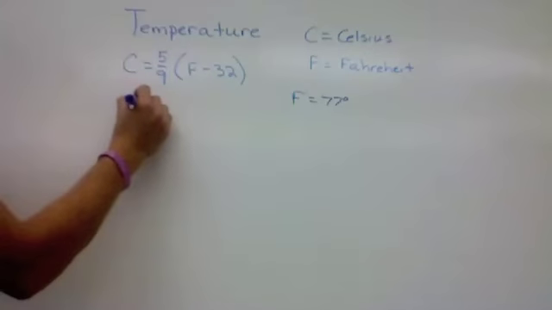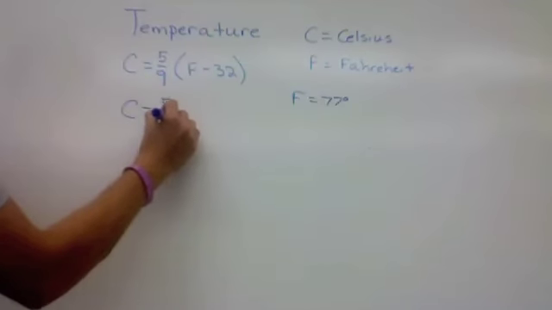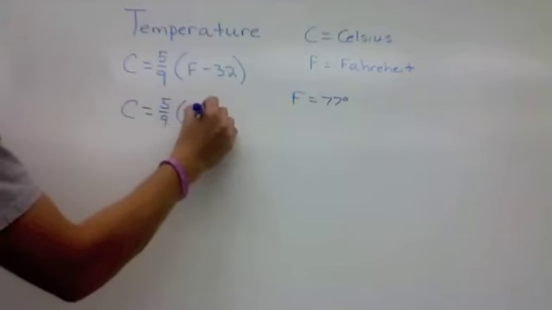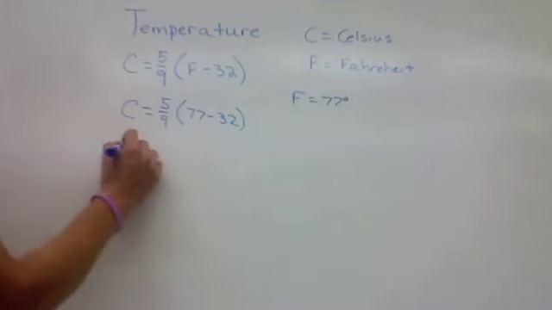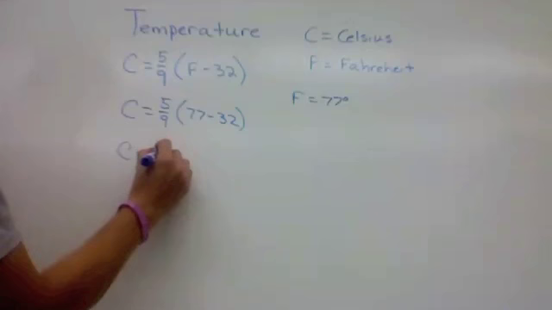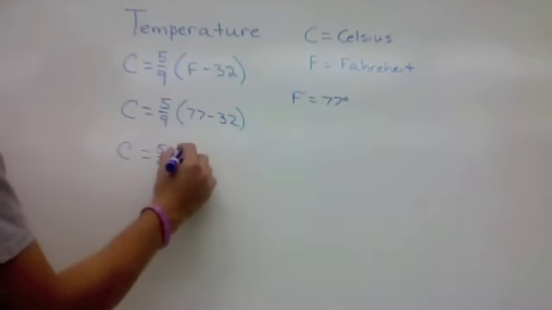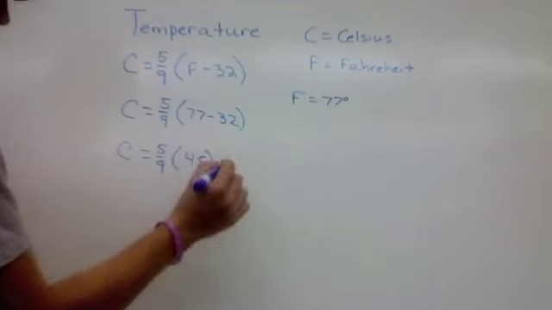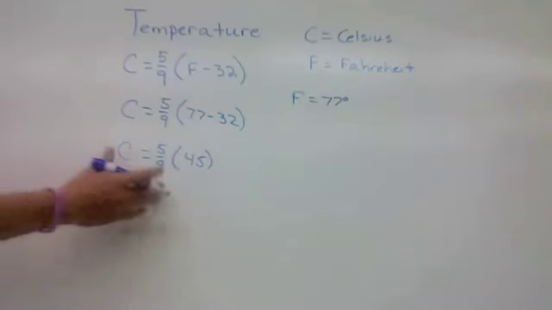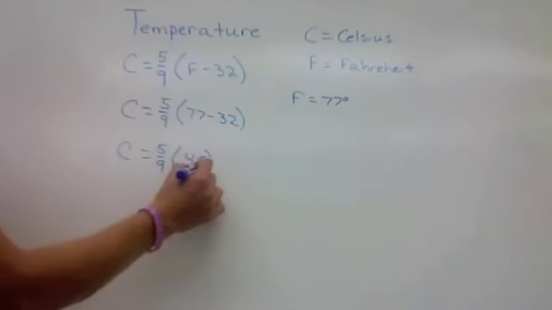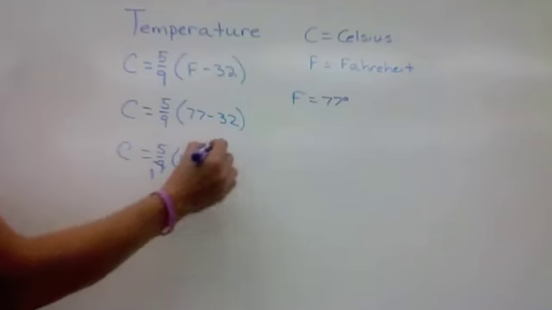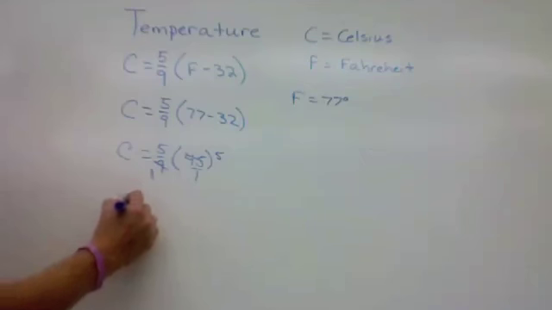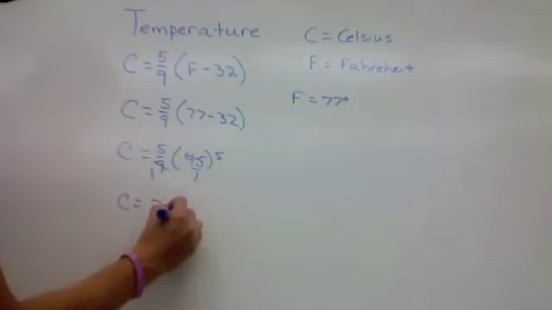So what we're going to do is take Celsius equals 5/9 times 77 minus 32. So now that we've got that problem, we're going to subtract 77 minus 32. We'll get Celsius equals 5/9 times 45. And so now we just need to multiply 5/9 times 45. So we'll go ahead and put this over 1. We'll cancel out. The 9 is going to become a 1. The 45 is going to become a 5. And when we multiply across, we're going to get 25.